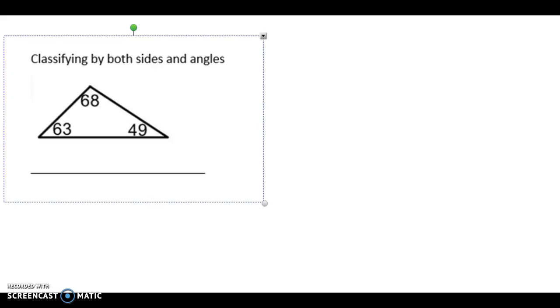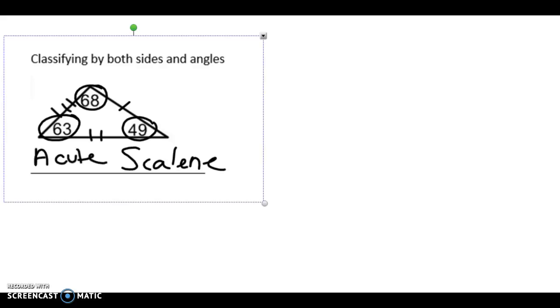Classifying them by both their sides and their angles. So now we're combining both the things that we just talked about. Okay, looking at the sides of this triangle, they're all unequal. So this is a scalene triangle. And then looking at the measurements of the angles, is there any obtuse angles? Are there any right angles? Nope, so that makes this an acute scalene triangle.